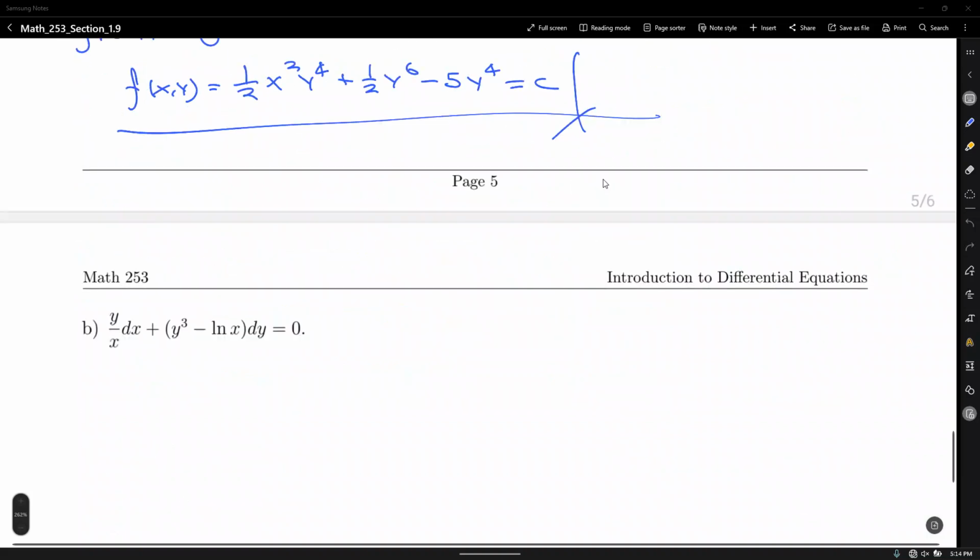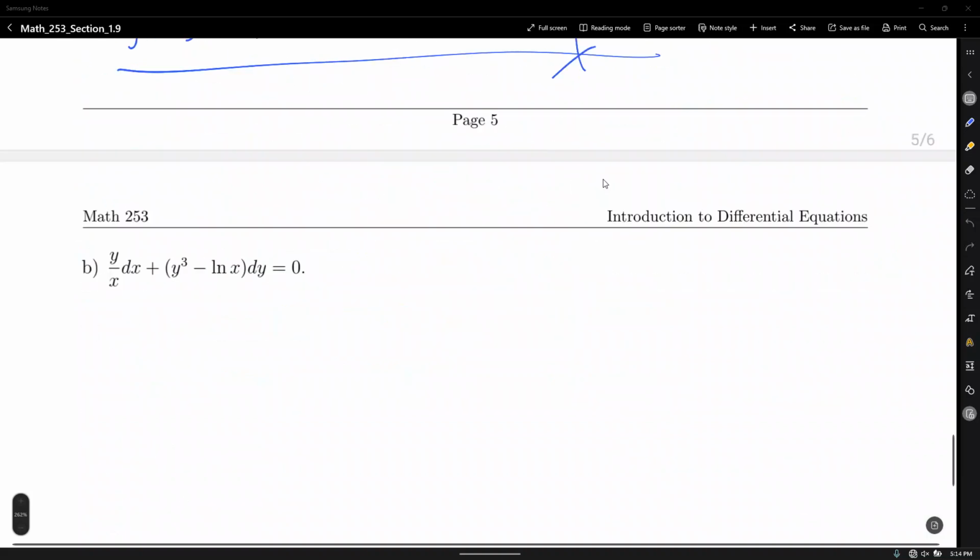So there was one more example of an exact equation to wrap up the section. Well, what do we have? y over x dx plus y cubed minus ln of x dy equals 0. In order for an equation to be exact, it must satisfy the fact that the partial of M with respect to y equals the partial of N with respect to x. So let's find the partials; this is M and this is N.